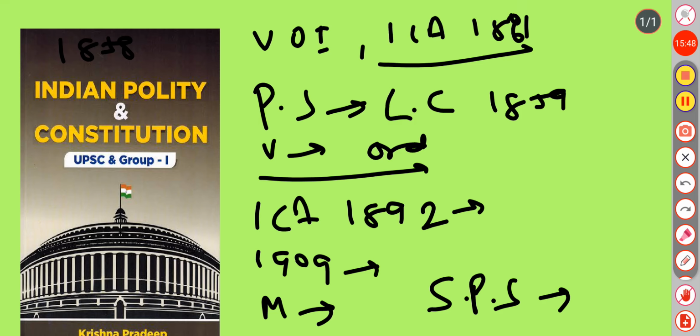Now, central legislature retained power to legislate for the whole country on any subject, right? So the control of governor general over provincial legislation was retained by providing that the provincial bill, even though assented to by the governor, would become law only when assented to also by the governor general, right?